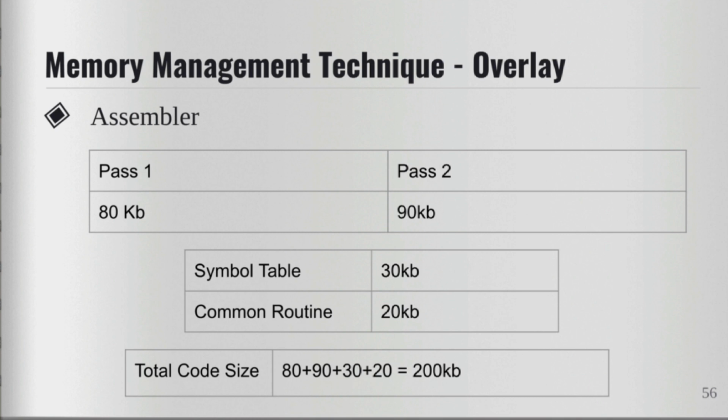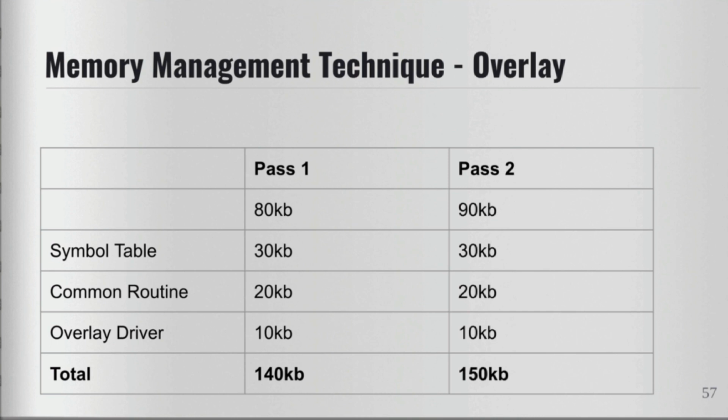Okay, so what's the solution? Well, this is where the overlay concept is useful. The overlay concept says do not bring the entire program at once into the main memory. Bring it in parts, as and when you need it. So when pass 1 is needed, you bring pass 1, then take it out once it's finished executing, and then bring pass 2. Okay, so bring only one at a time, not together. So let's see how we can achieve that, and let's see if that solves the problem.